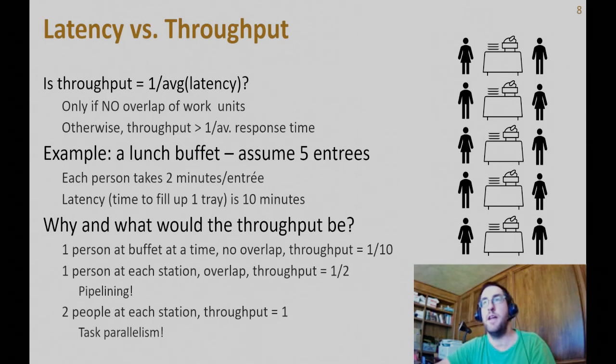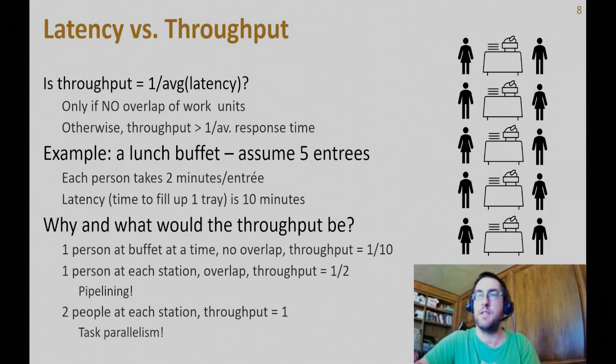Suppose you have a lunch buffet and you've got 5 entrees. If each person takes 2 minutes for each entree, then the latency to pick your 5 entrees is 10 minutes, right? If you can only have one person in the buffet at a time because the stations are closer than 6 feet apart, then there's no overlap and your throughput is 1/10. You've got one work unit completed, which is filling up a tray, every 10 minutes. So our throughput is in terms of trays per minute.